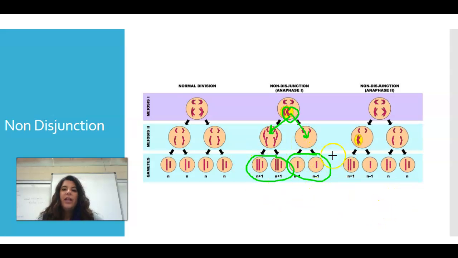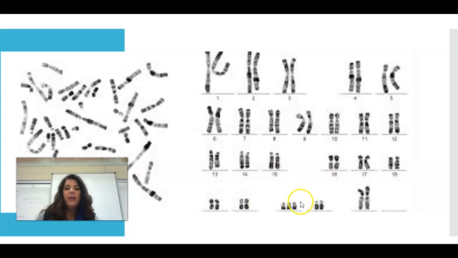So non-disjunction is a reason where we end up with a karyotype that has too many or too few chromosomes. So if we go back, we can see here that that is what caused this 3rd chromosome. Having extra chromosome number 21 is a condition called Down syndrome, probably something that you've heard about before.